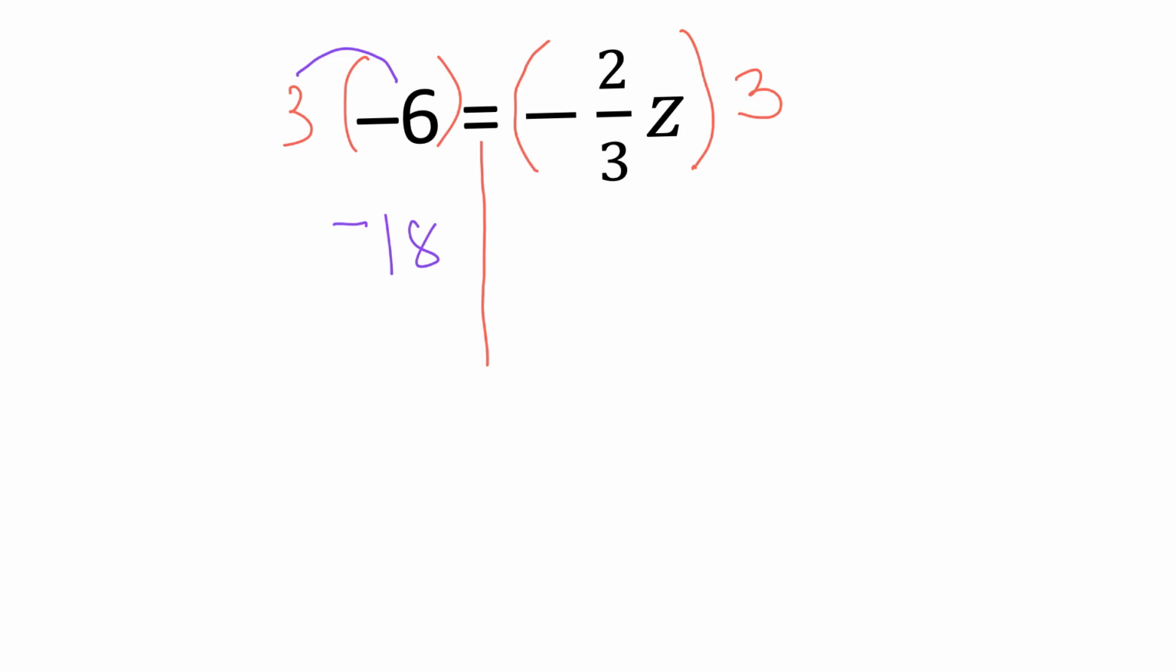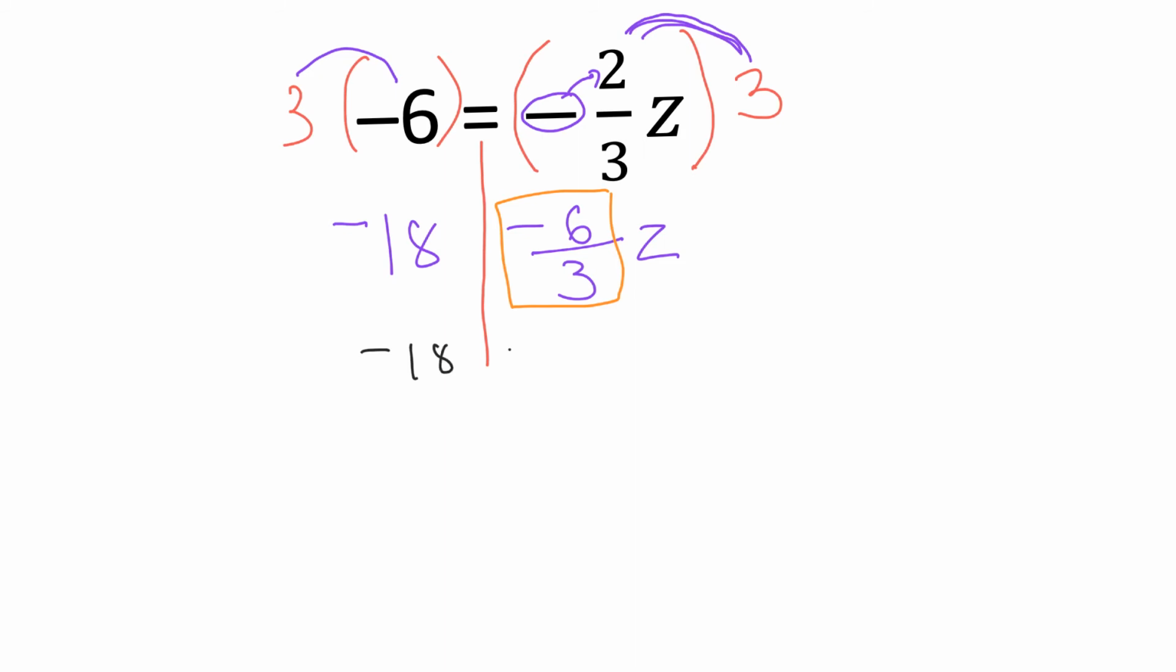On the other side, you are going to multiply 3 times the top. But be careful. We do have a negative. And that negative is going to go to the 2. So you have a negative 2 times 3 equals negative 6. And you keep the denominator. And then you bring down the z. You are going to divide the fraction, negative 6 divided by 3. So let me bring down the negative 18 here. Negative 6 divided by 3 is negative 2z.